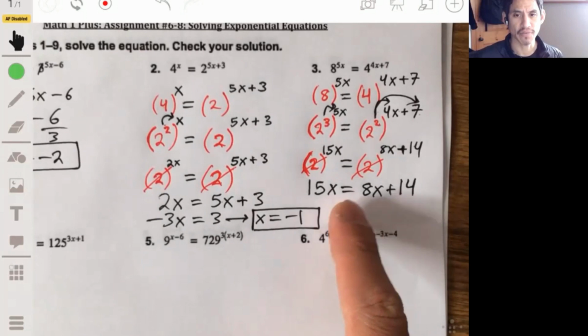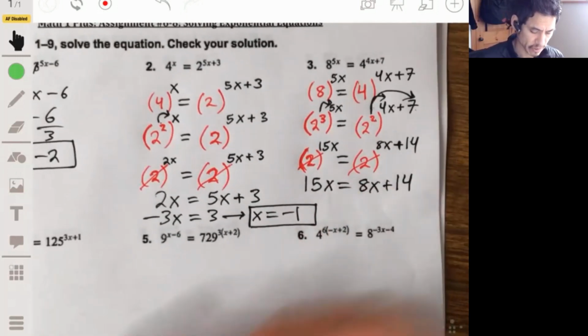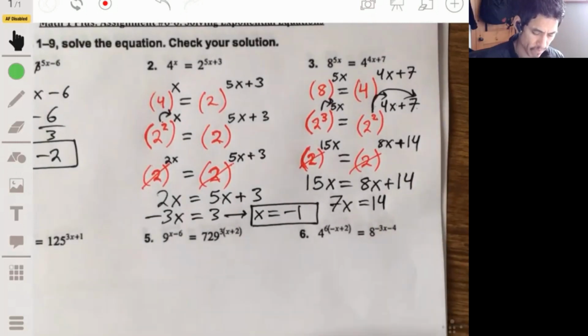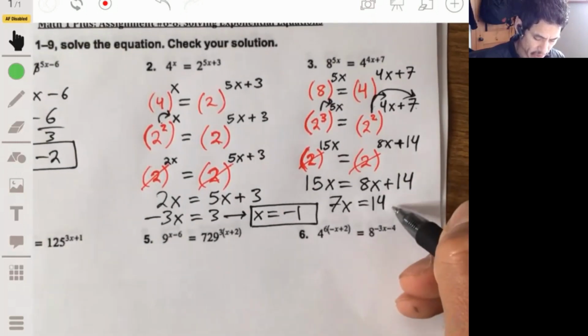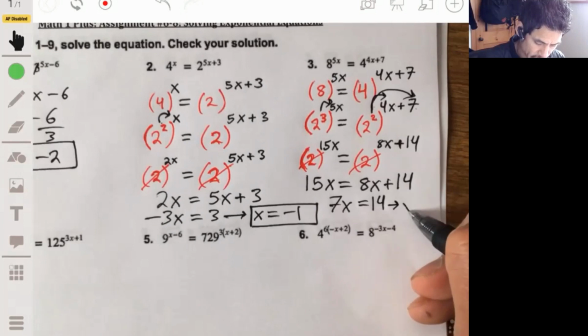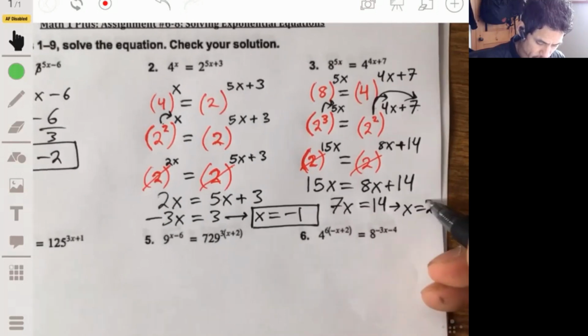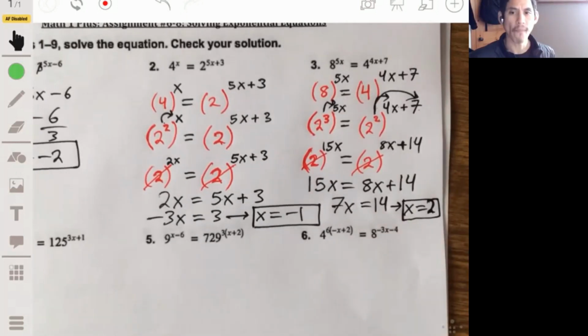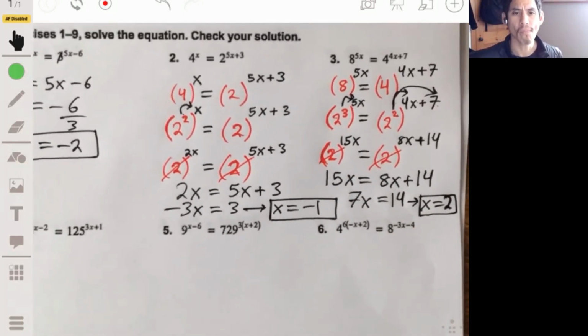Then we can just solve this for x. Take away 8x from both sides. We'll get 7x is 14. Divide both sides by 7. And yeah, I can fit it in here. x is 2. There we go.